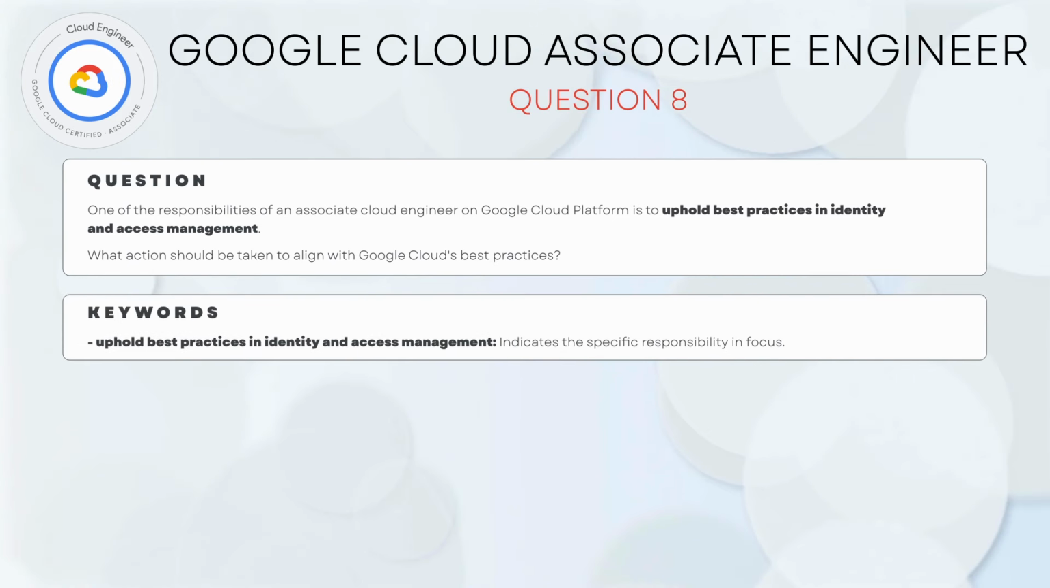Keywords. Uphold best practices in identity and access management. Indicates the specific responsibility in focus.